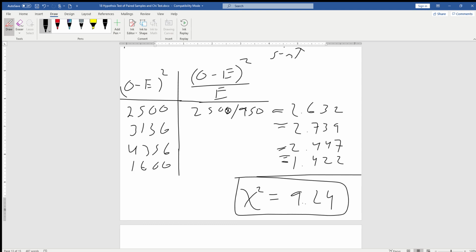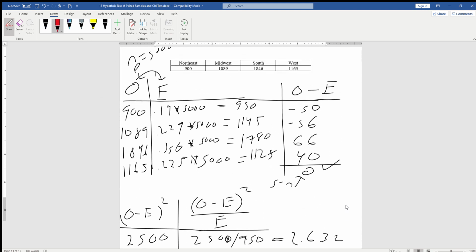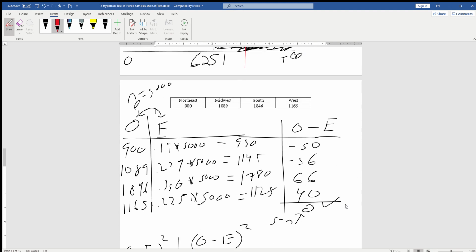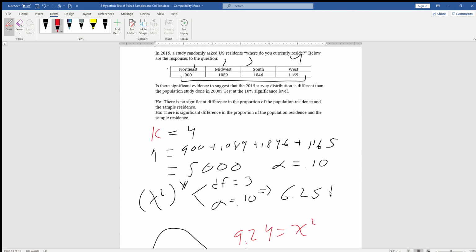So, last thing we're going to do, we're going to plot it on the distribution and come up with a conclusion. So we go all the way back up. 6.251 was the critical value, and 9.24 clearly is bigger than 6.251. That's our chi-square test statistic. And what we can say is that there is indeed significant evidence to suggest that the proportions are not the same from the population to the sample.